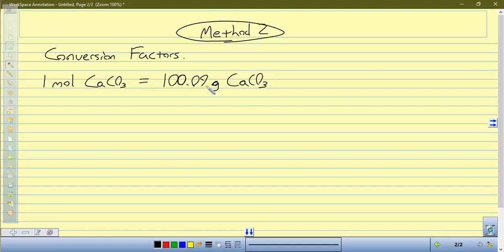And whenever you have an equality like this, where there's one unit on one side and another unit on another, this is how you figure out the conversion factors that you have available to you in order to do this problem. Okay, so from this equality I can write two different conversion factors. I can write the one with 1 mole on the top, and that'll be 100.09 grams on the bottom.